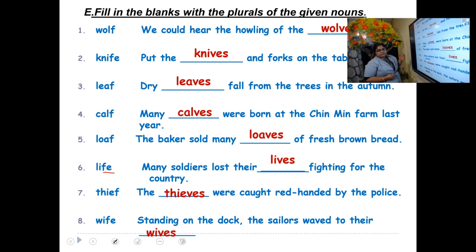So can we look at all the singular words and the plural words we have written now. So the first word is wolf. Wolf is a singular word. What's the plural of that? Yes, wolves. What's the spelling?